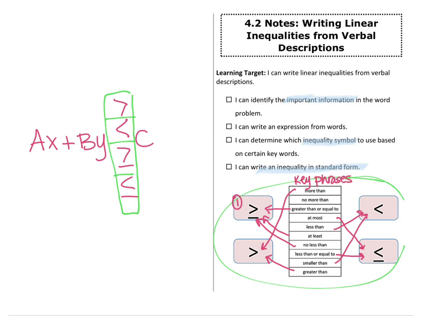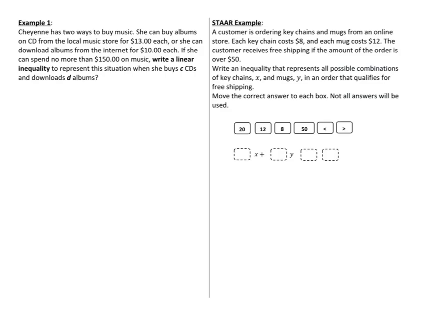Let's go ahead and take a look at an example to help us out. In example one, the first thing we should always do is read the problem and then look to highlight or underline some important words. Cheyenne has two ways to buy music. She can buy albums on CD from the local music store for $13 each, or she can download albums from the internet for $10 each. If she can spend no more than $150 on music, write a linear inequality to represent the situation where she buys C CDs and downloads D albums.